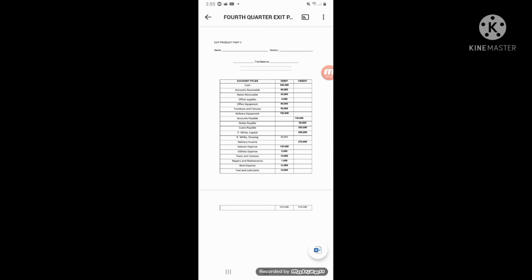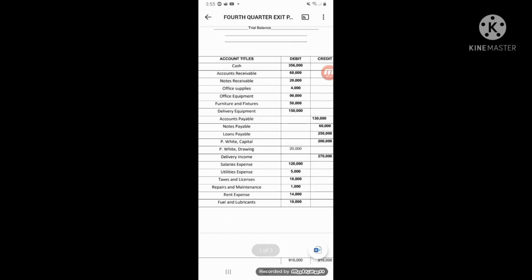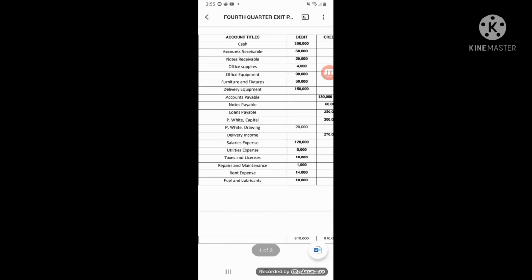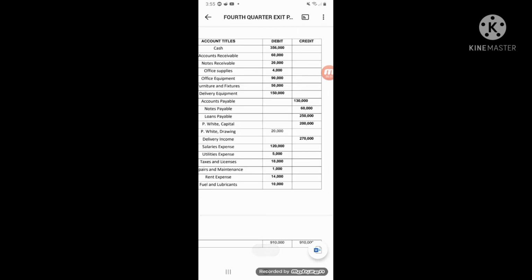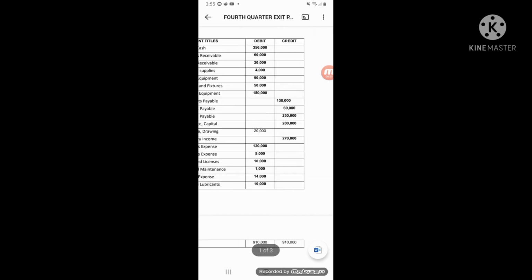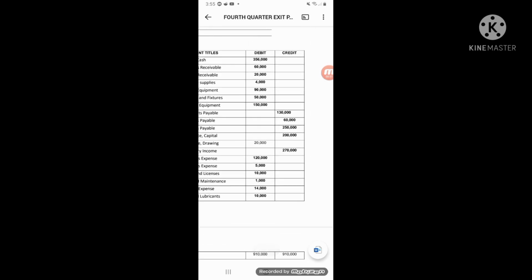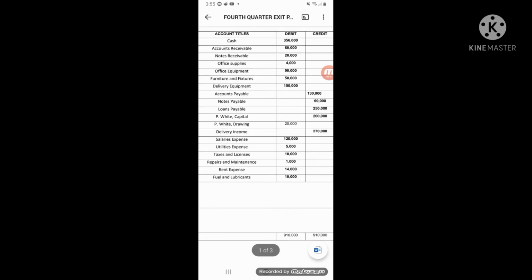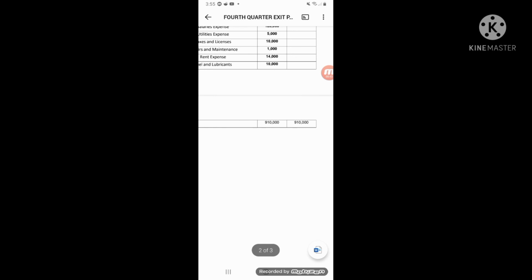Basically, what you are going to do is get all the balances of the account titles and segregate them into debit and credit, add all the balances in credit and add all the balances in debit, and see if they are equal. If they are equal, it is a valid trial balance.